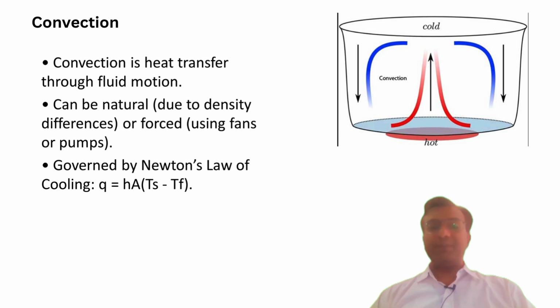Natural convection happens when fluid density changes with temperature, causing warmer, less dense fluid to rise and cooler, denser fluid to sink. This creates a density gradient difference, which initiates the motion of the fluid, and this motion of the fluid causes heat transfer from one location to another.